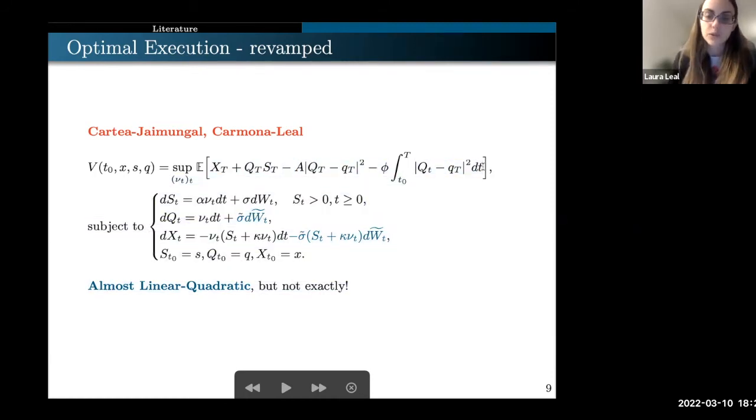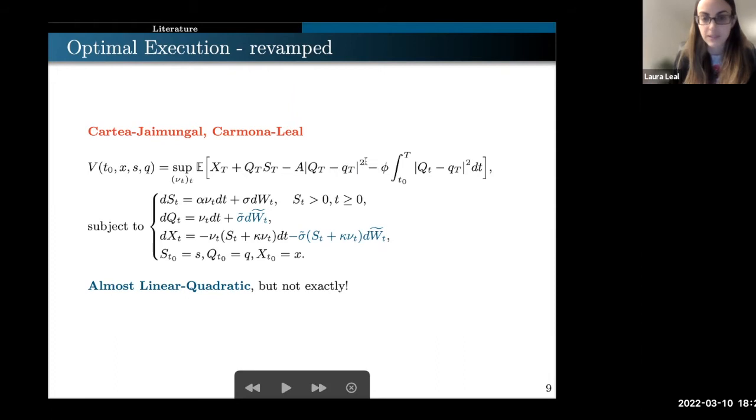And then we have two penalty terms. One for holding inventory at the end of the trading day. So our trader wants to have QT at the end of the day. And if we're far away from that objective, we get penalized in a quadratic way. This quadratic part is also a question for debate in the literature.